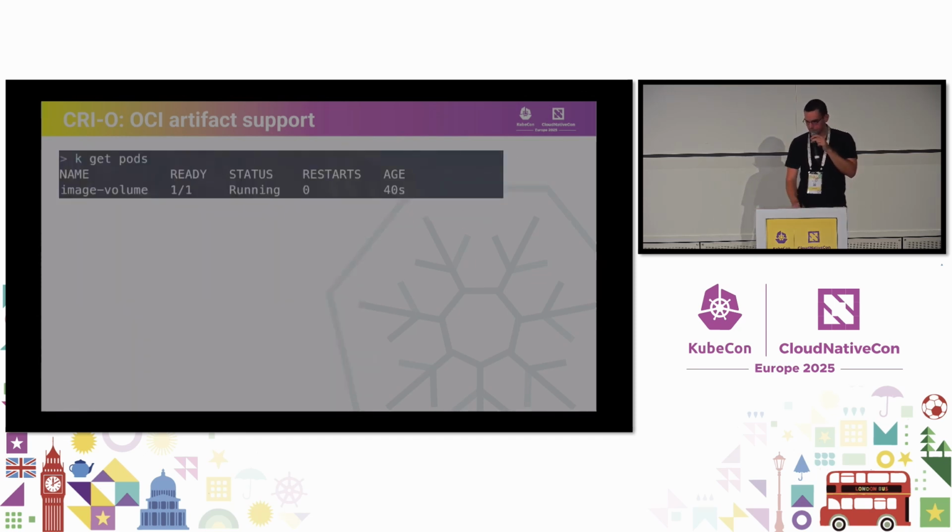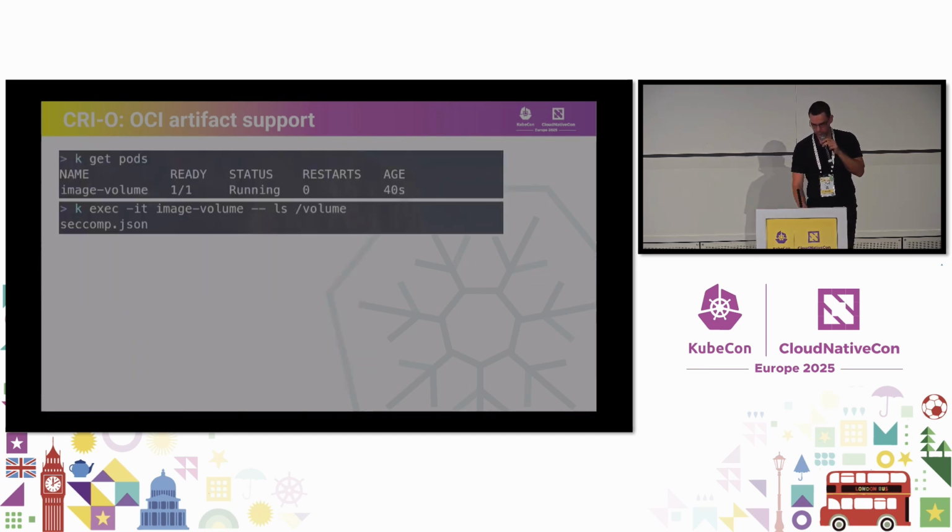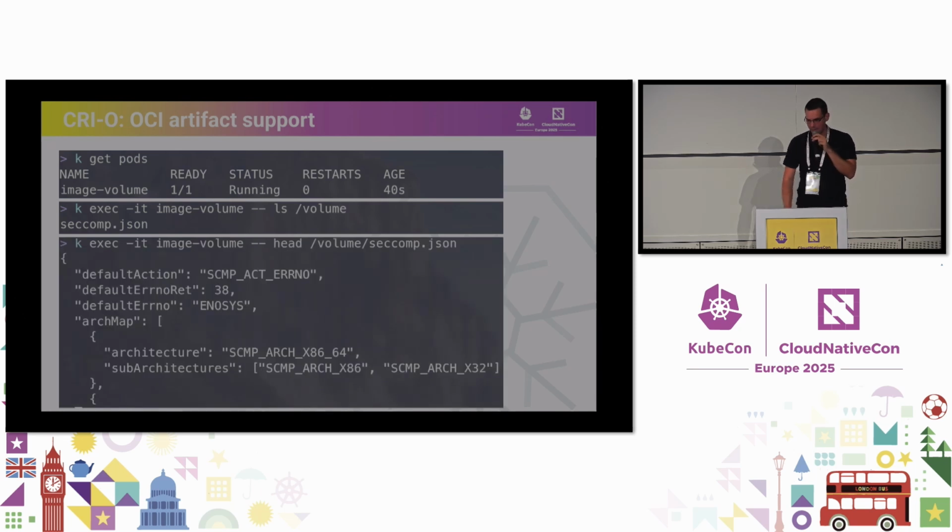Then you can create this pod, and you can exec into this pod, and you will see that on the path /volume, the seccomp profile JSON is available. And if you exec into the pod and just look at what this file contains, then you have the actual seccomp profile available in the local container.